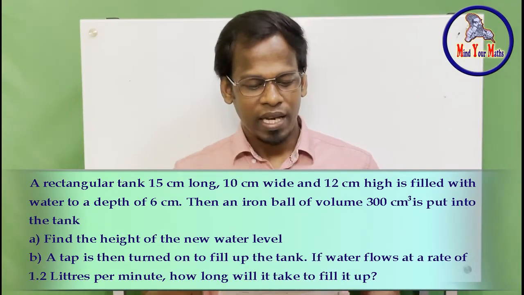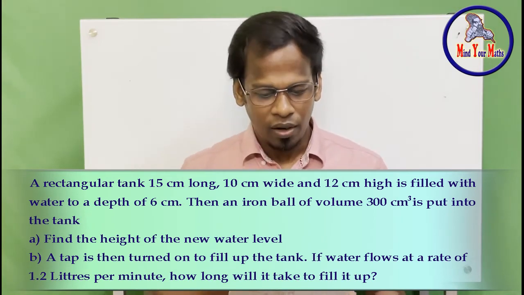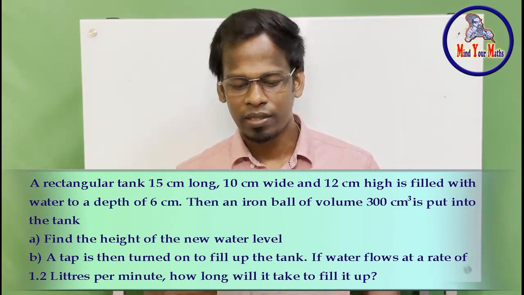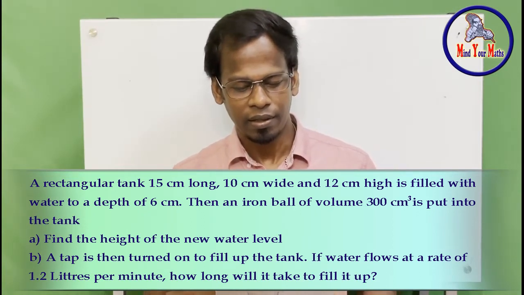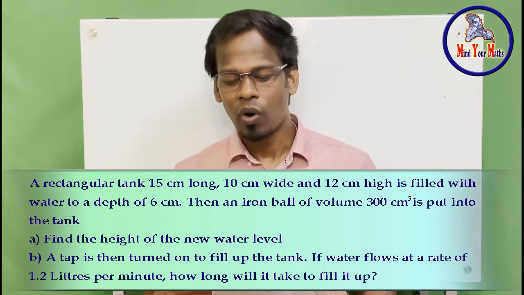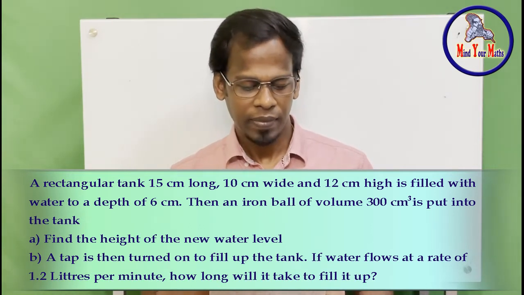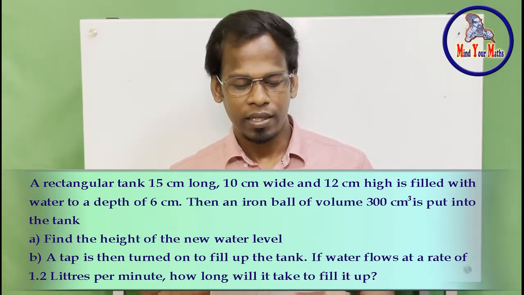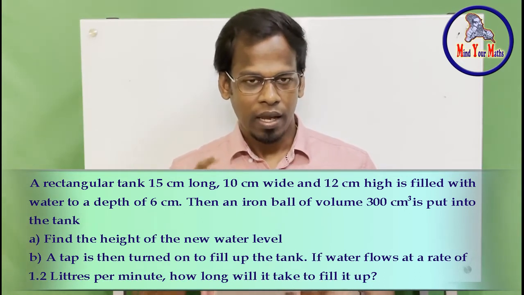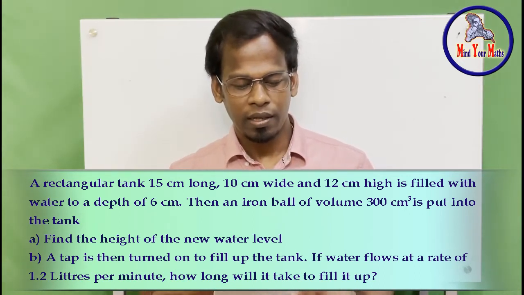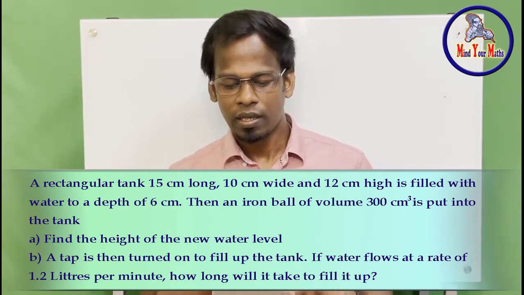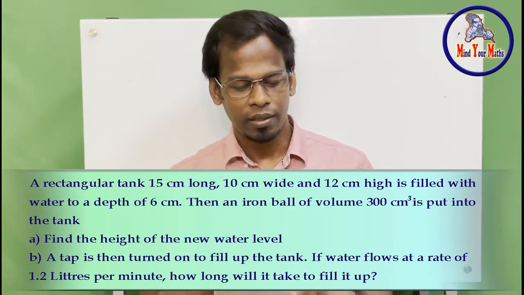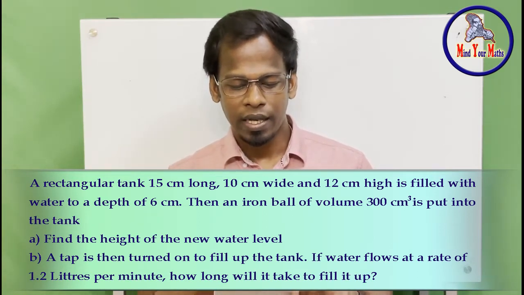A rectangular tank 15 centimeter long, 10 centimeter wide and 12 centimeter height is filled with water to a depth of 6 centimeter. Then an iron ball of volume 300 cubic centimeter is put into the tank. Question 1 is find the height of the new water level, and question 2 is a tap is then turned on to fill up the tank. If water flows at a rate of 1.2 liters per minute, how long will it take to fill it up?